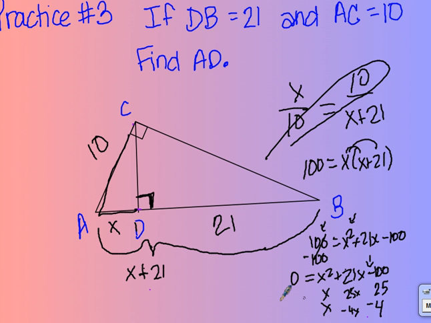So when we go to write out our equation here, we're going to get x plus 25 and x minus 4 equals 0. So we'll set them both equal to 0, and that gives us x equals negative 25 or 4. And we have to reject negative 25 because we can't have a negative distance. This is 4. Our hypotenuse is 25. So that's another application for relationship number 3.